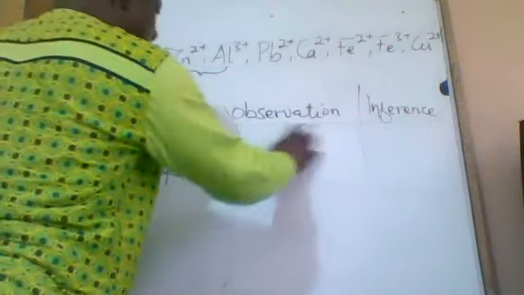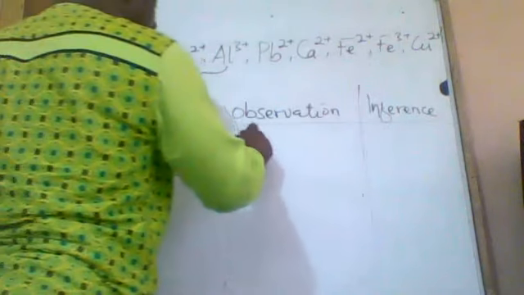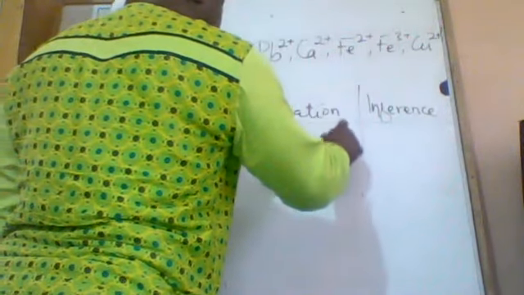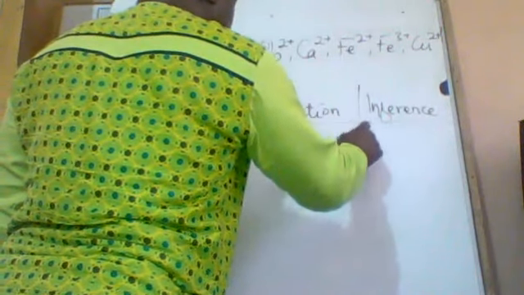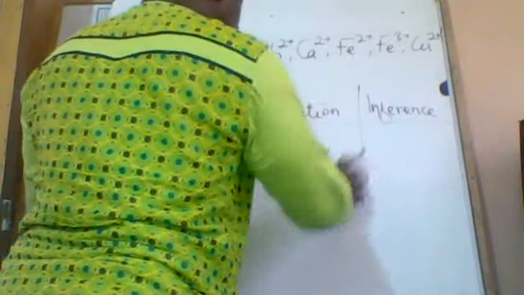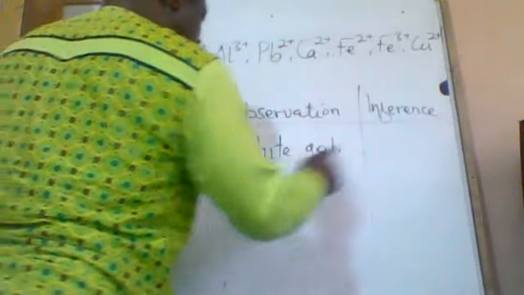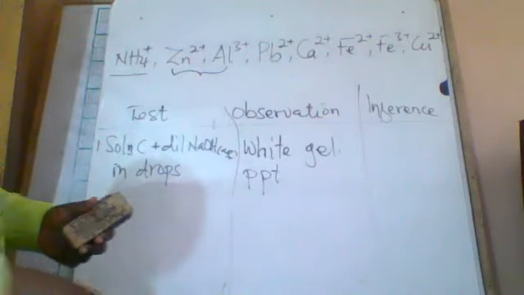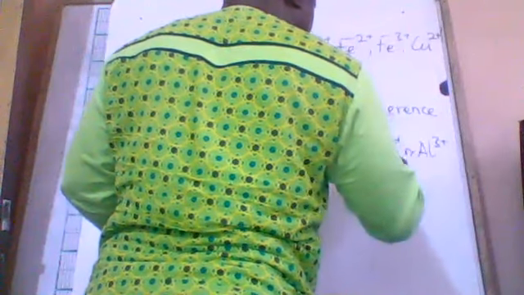I'll show you what we mean by drops. And then you form white gelatinous, let me just write gel, gelatinous PPT in drops. Then at the inference column, you say that Zn2+ or Al3+ is present.